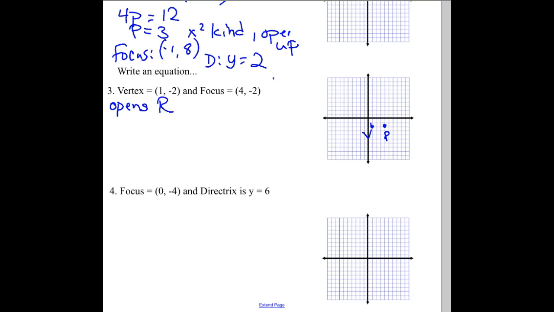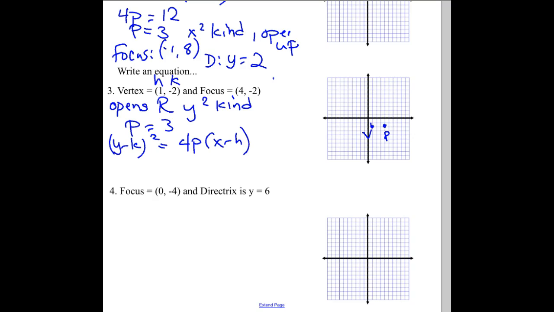So we know it opens right, which means which kind is it? X squared or Y squared? Okay. We're given the vertex, so we know our H and our K values already. Okay? And from our picture, can we tell the distance between the vertex and the focus? It's how far? 3? So P is 3? All right, so we should be able to write our equation. We said it's the y squared kind, y minus k quantity squared equals 4p times x minus h. Okay? So plugging in what we know. If p is 3, we're going to have a 12 there.